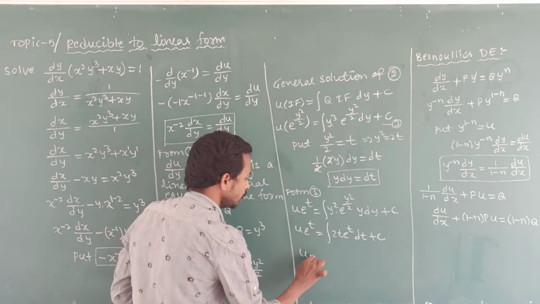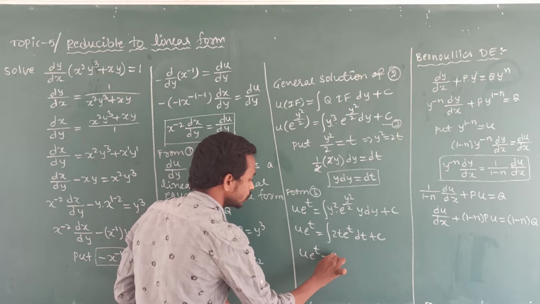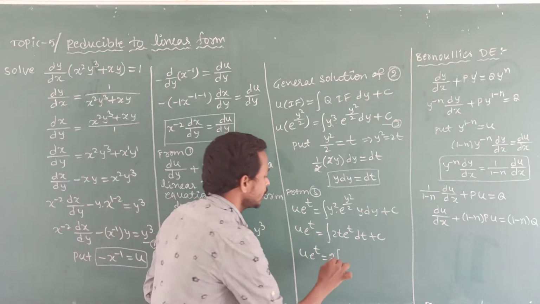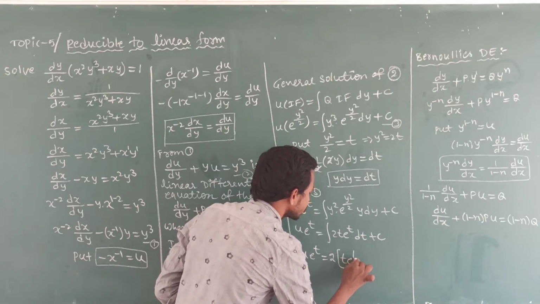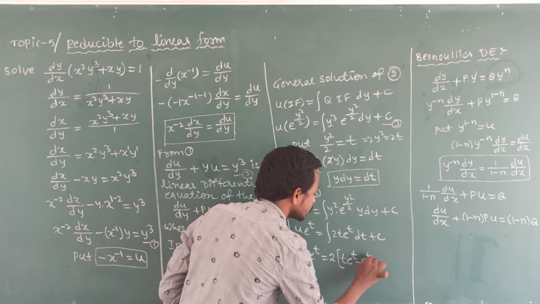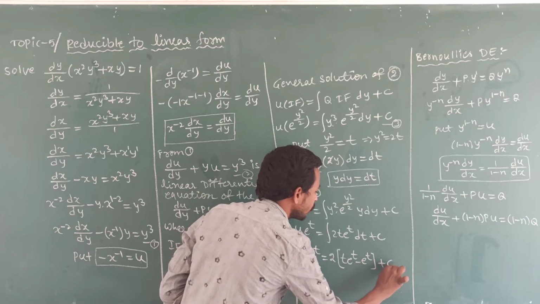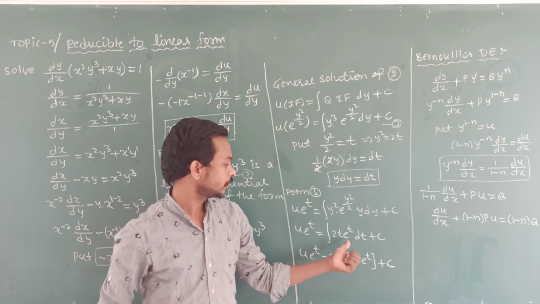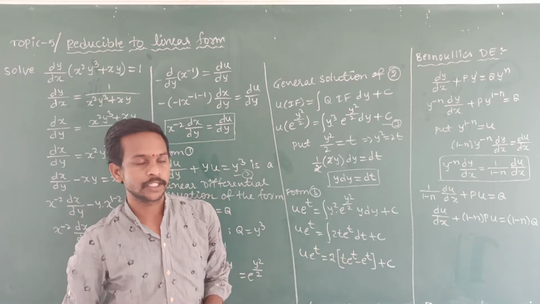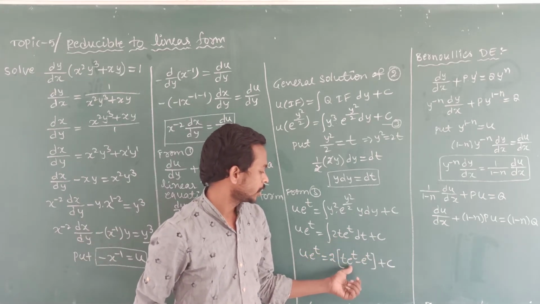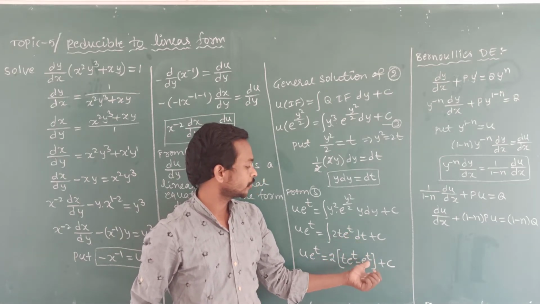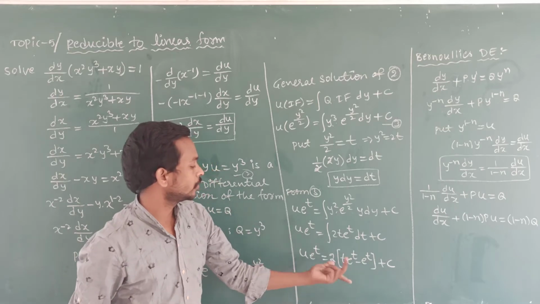So u e power of t is equal to the integration of x e power of x, which can be written as x e power of x minus e power of x. This is the integration of x e power of x. I am writing it directly, otherwise you can do it using the u v integration formula: u into integration of v minus integration of the differentiation of u, which is 1, times the integration of e power of t, which is e power of t. Okay, you will get that.